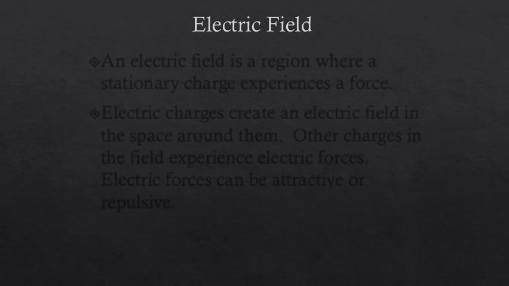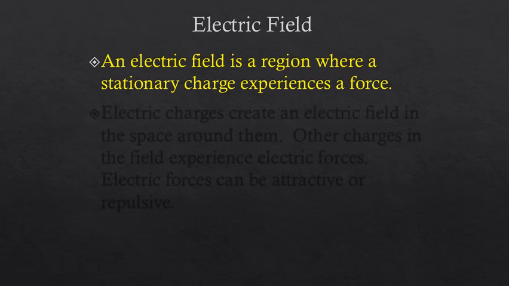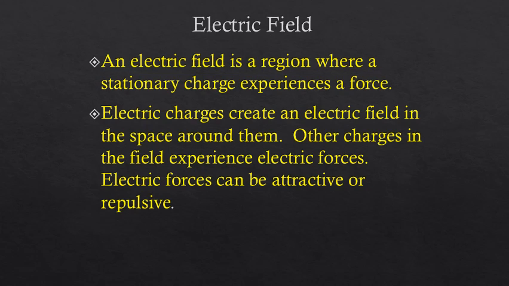Right, so today's lesson will essentially focus on something called the electrical field. An electrical field is a region where a stationary charge experiences a force. It starts to move because of Newton's second law, force equals mass times acceleration. Okay, and so electrical charges create an electrical field in the space around them. Other charges in the field experience electrical forces. So therefore, depending on the direction of the field, the forces can either be attractive or repulsive.